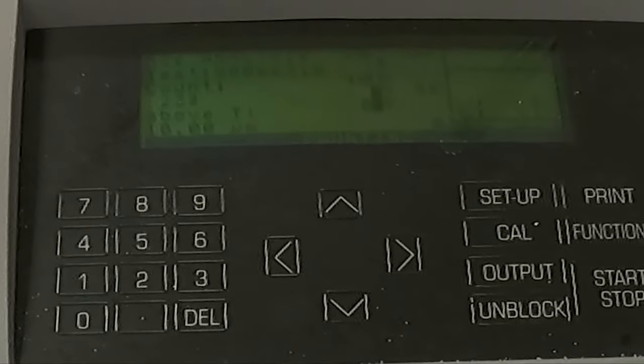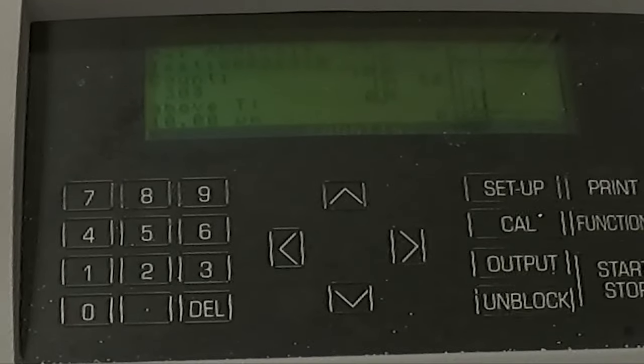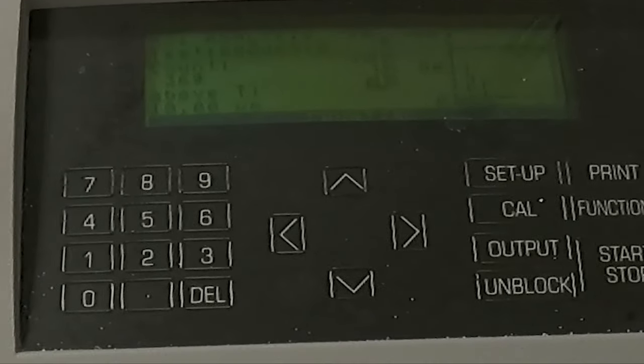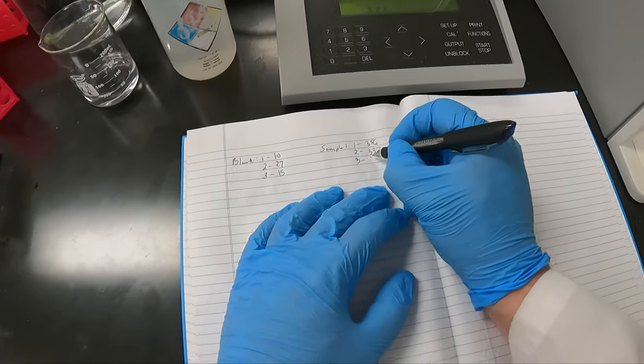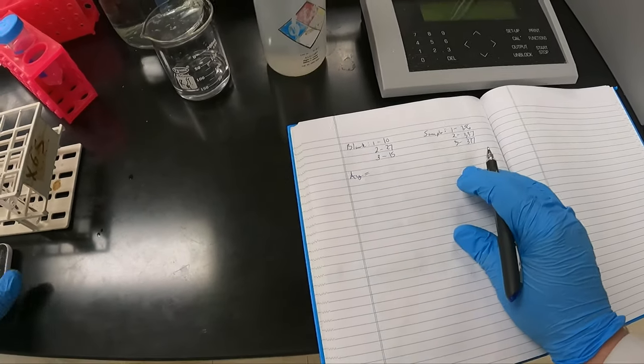Sorry for the motion of the camera. It's strapped to my chest and that's my breathing. 377. Not the tightest data, but again, my data is my data.